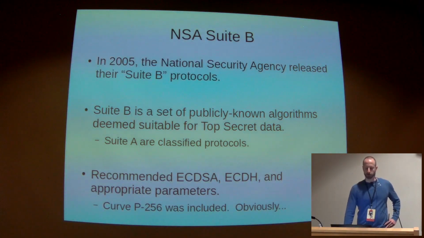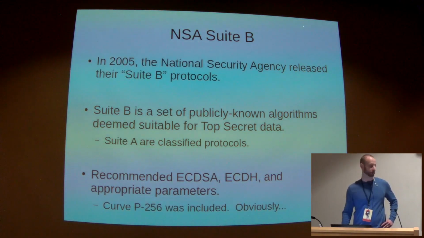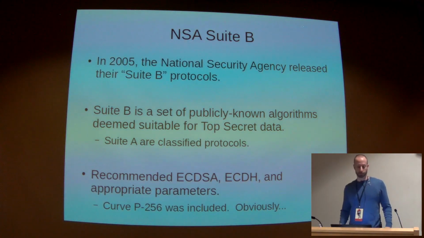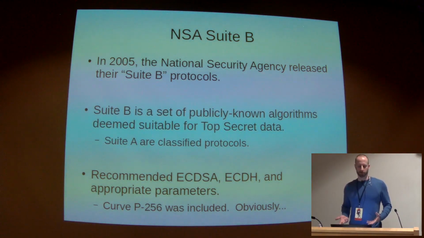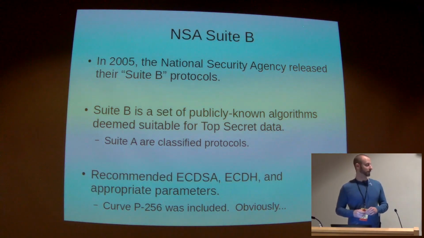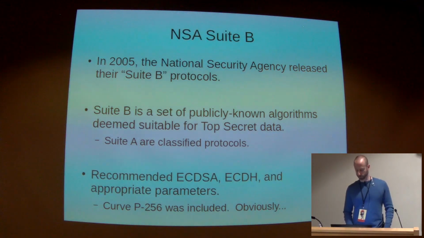So in Suite B, they recommend, okay, you can use ECDSA, ECDH, here are some appropriate parameters, and of course curve P256 was included. So the US government back then was actively saying, we are going to use the NIST curves. And I'm going to talk about this later, because one of the big arguments against the idea that these are backdoored is, hey, if they're backdoored, why is the government themselves using them for classified information? That does sound pretty compelling, I'll be honest. But I will get back to this, because it is a very interesting point.